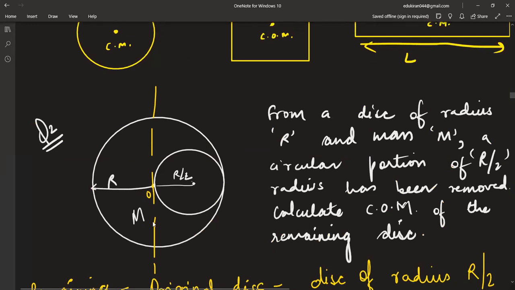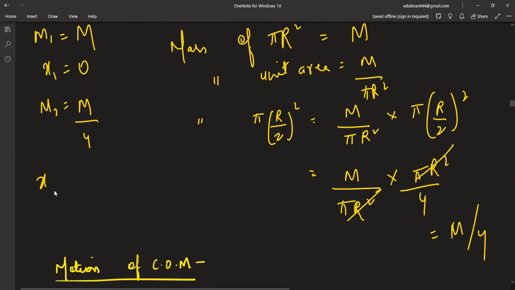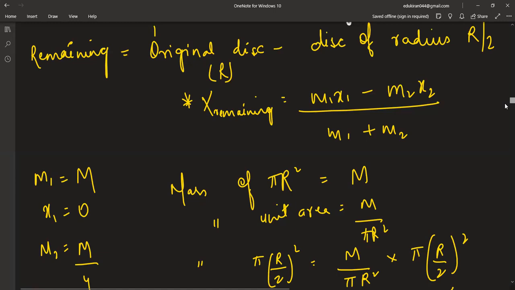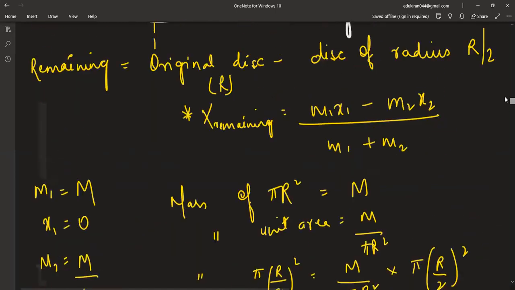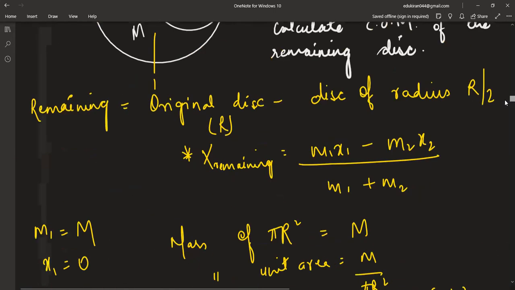The mass of this part that is cut is m by 4. And what is the separation? The separation is r by 2. So x2 is r by 2. So you have all these 4 things with you now. Put them in this formula and you will get your final answer. In such questions, apply this only. Write it down.